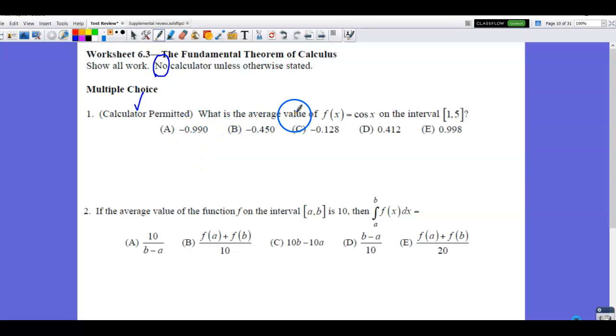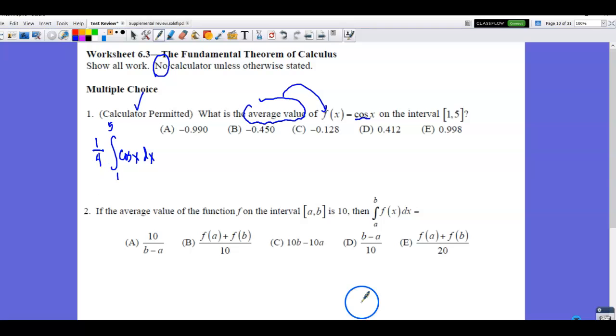What is the average value of f of x? So that phrase right there tells me that I'm going to use the average value formula on the function of f of x. So I'm going to integrate. Average value is calculus. I'm going from 1 to 5. So I'm going to accumulate the area under f of x, which in this case is cosine of x. And in order to create an average, we have to multiply by 1 over b minus a. 1 over 5 minus 1 is 1/4.